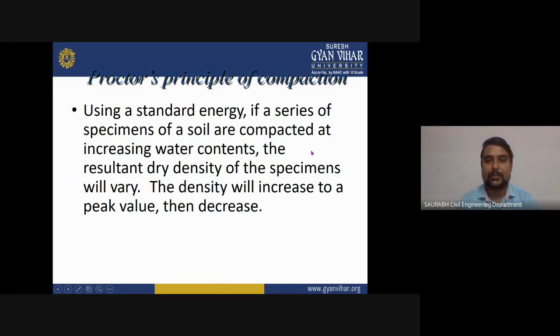Now we will see the Proctor principle of compaction using a standard energy. If a series of specimens of soil are compacted at increasing water content, the resulting dry density of the specimens will vary. The density will increase to a peak value, then decrease. So you can understand what we have to do. We have to vary the water content, and when we get the maximum density, then we have to stop, and at that point we will get our MDD, which is known as maximum dry density, and after that your density will decrease as mentioned here.